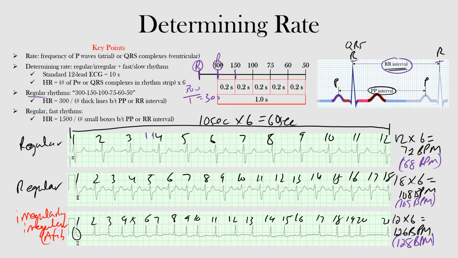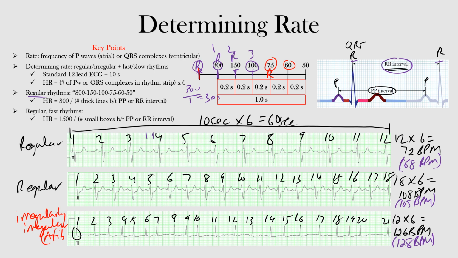If the R wave fell here, away from that first one, that means the rate would be 300 over 2, which is 150. If it fell 3 thick lines away, 1, 2, 3, we would do 300 over 3, and we'd get 100, all right? If the R wave was starting here, and that next R wave fell 4 thick lines away, 300 over 4 is 75. If it was 5, it'd be 300 over 5, which is 60, and so forth. Okay, you can start to get the point here.